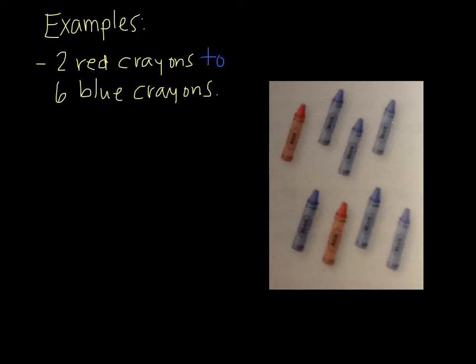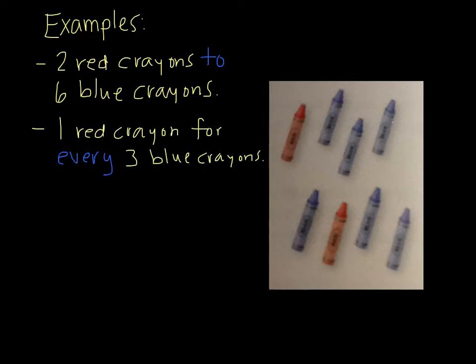So my first one I can start off with is saying 2 red crayons. 1, 2. 2, as in T-O. 6 blue crayons. 1, 2, 3, 4, 5, 6. So this first example is showing me that there's 2 red crayons for every 6 blue crayons. This next example is showing that there's 1 red crayon for every 3 blue crayons.